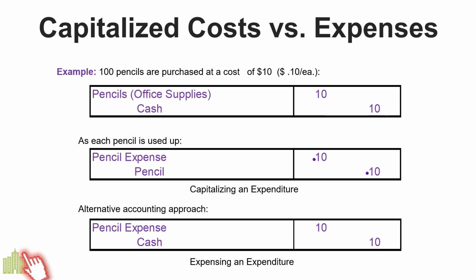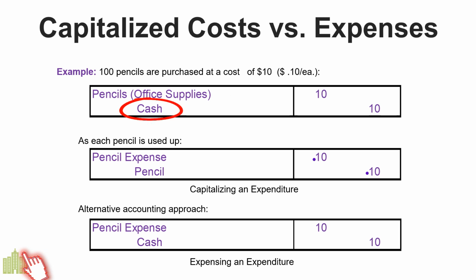Let's make a simple assumption here that we're going to buy 100 pencils for our business, purchased at a total cost of $10, which is about 10 cents each. But we buy 100 pencils for $10. And the question is how would we record that in our journal and in our financial statements? It would be totally proper accounting to record this purchase of pencils as an asset, debiting pencils, or maybe call it office supplies, and crediting cash.